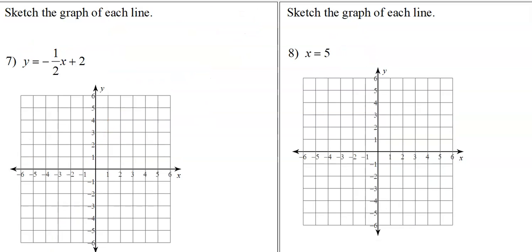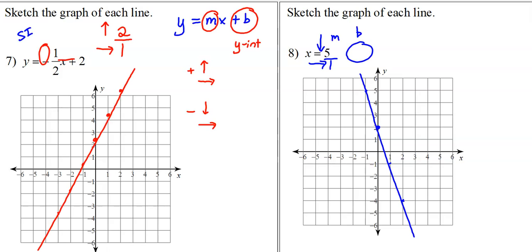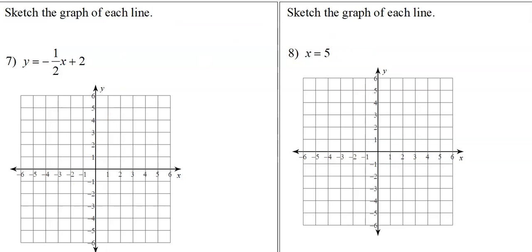Next. Number 7 and number 8. All right. So same idea, just a little more practice. Crossing at positive 2. Negative means I go down and right. Down 1, right 2. Down 1, right 2. Boom, boom.